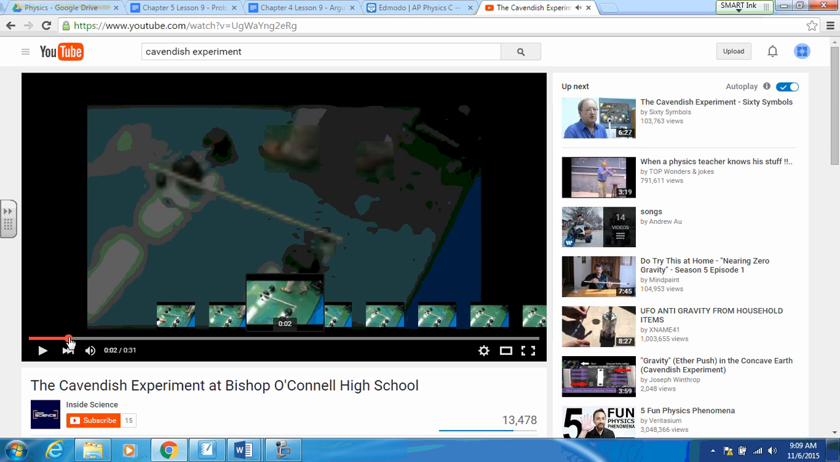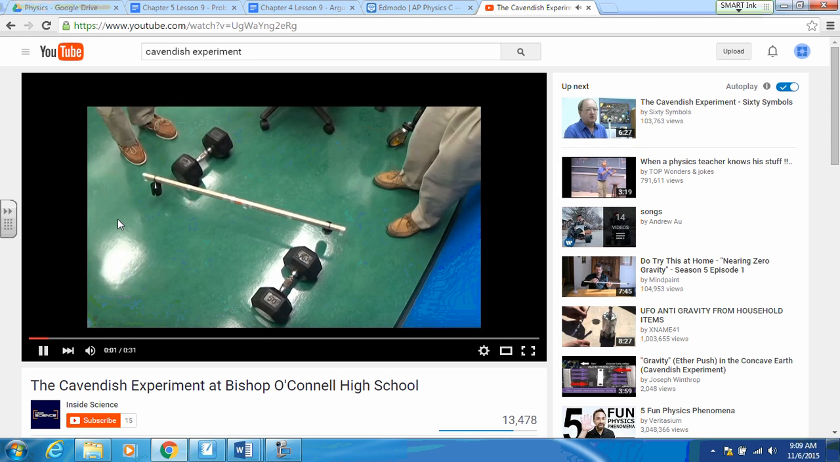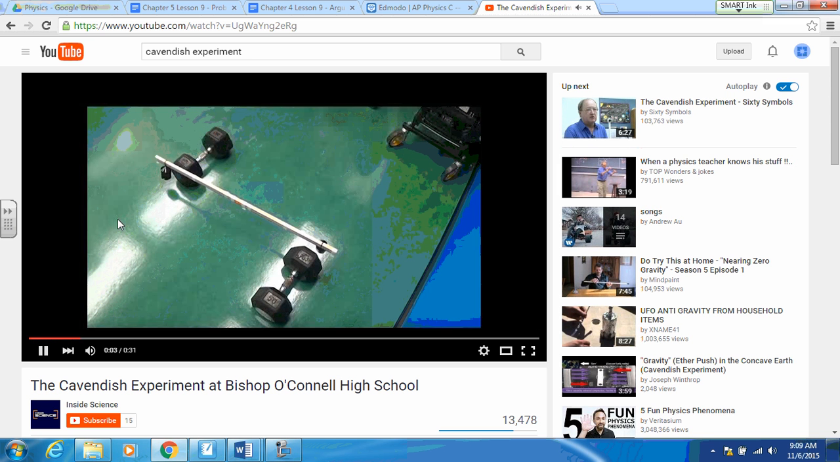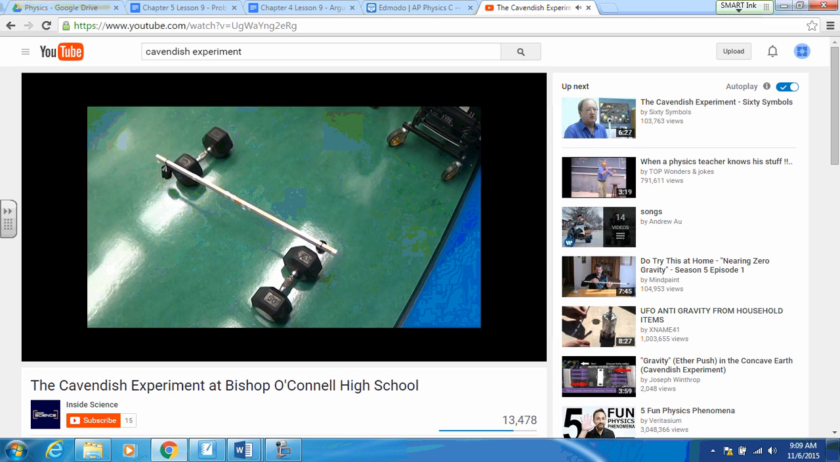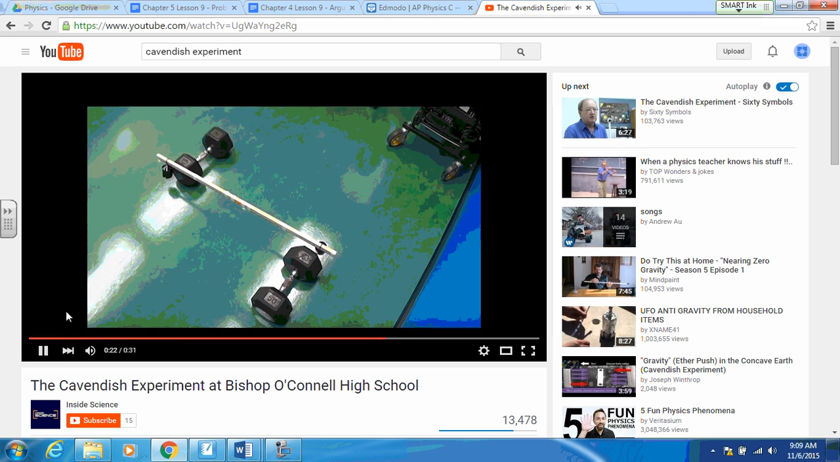But how do you know that? How do you infer that? Let's see all that happen again. So this is obviously in high speed, about 5 times speed. What do you notice about the motion of the beam? There's a magnet. There's two weights. It's hitting them.